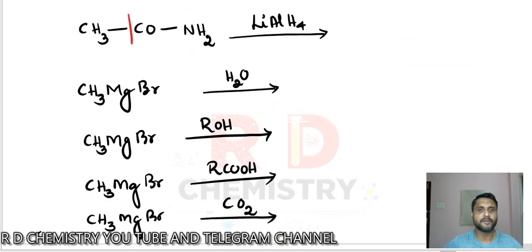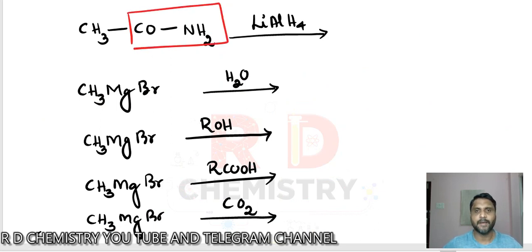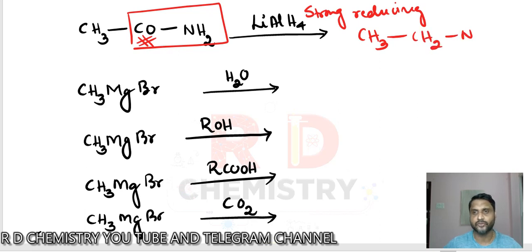Here we have got the amide as the functional group. Lithium aluminum hydride is the strongest reducing agent. Oxygens are removed, hydrogens are added. So therefore, CO should be replaced by CH2, because we are going to get CH3, CH2 and NH2. So we are getting an amine without the CO group. Okay, the number of carbons remains the same.